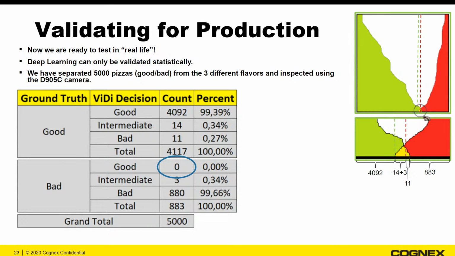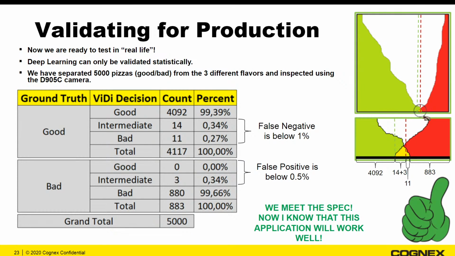You can see here that the false negative is below 1%, and I'm even considering the intermediate results as well. Remember that I have the target of 1% of false negatives, so here it's okay, I am below that. And we are also below 0.5% of false positives, considering also these 3 intermediate results. So we are really meeting both specs here, and this makes my confidence level very high about this application. We have 5,000 images. Out of that, we are below 1% of false negatives, and below 0.5% of false positives. This is how we validate a deep learning application.